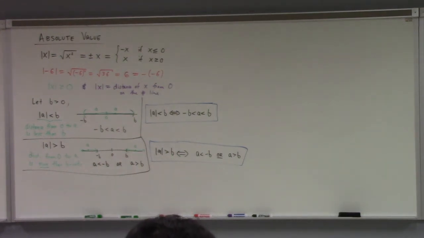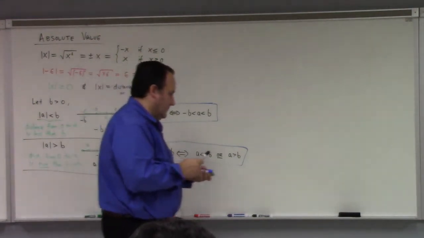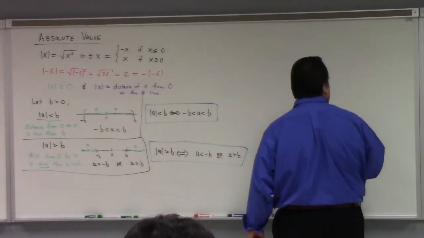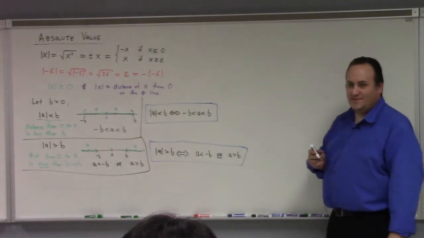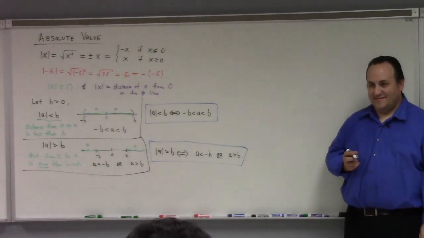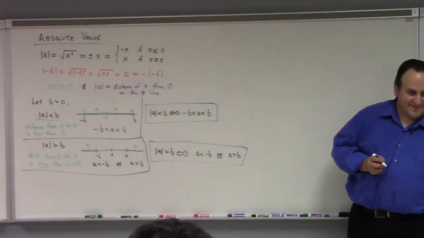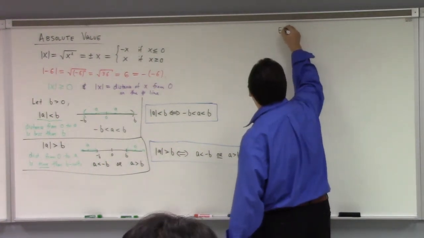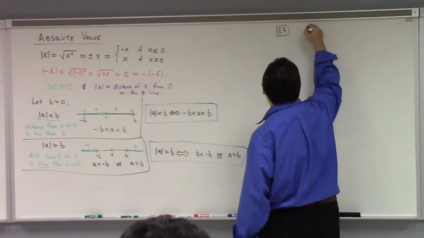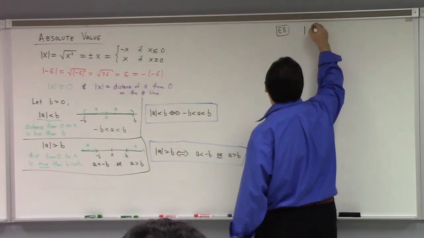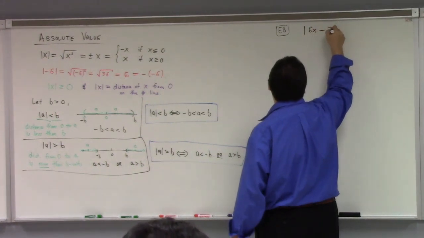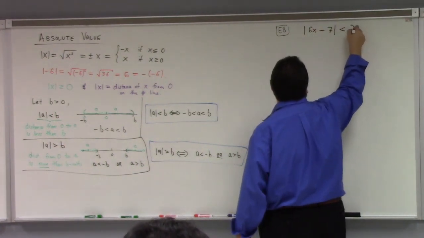Let me show you how that works. So, example, oh no. I hope you get, what example were we on? I've erased it. 8. Thanks. So here's one. Suppose you're looking at the absolute value of 6x minus 7 less than 2.